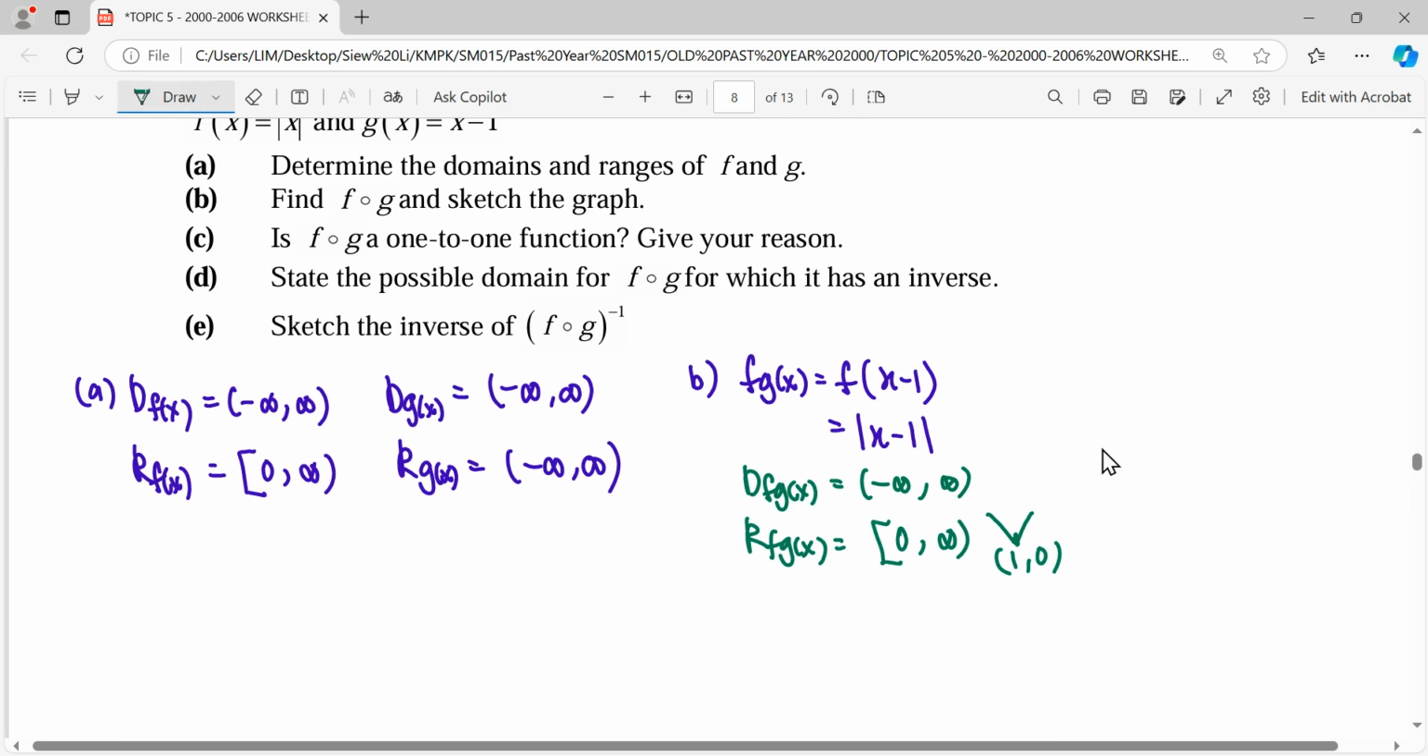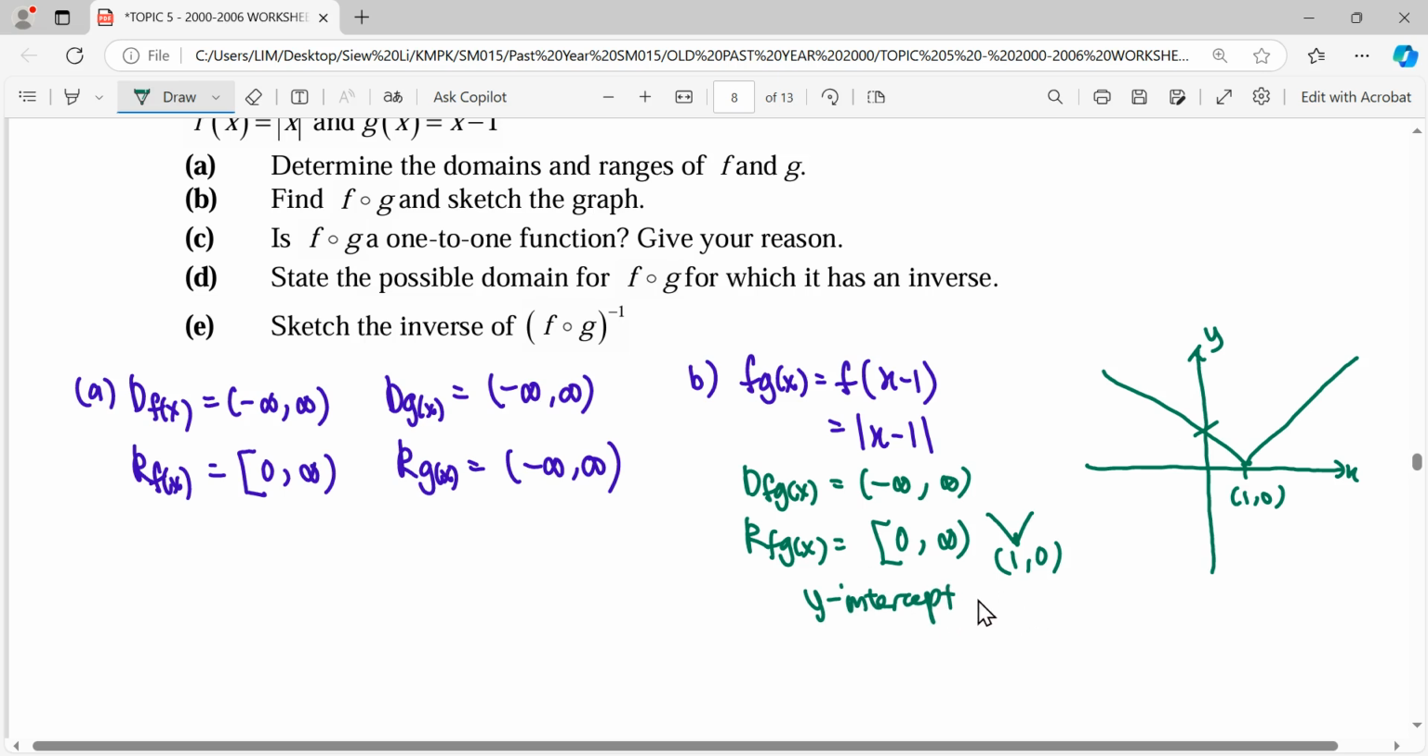Now we're going to sketch this graph. So set out the x-axis and y-axis, and we know the minimum point is here, (1, 0), and we go for the absolute V shape. When it intersects with the y-axis, you need to calculate y. The y-intercept happens when x equals 0. So when x equals 0, it is modulus negative 1, so it equals 1. So we label. At the end of the sketching is labeling. So f(g(x)) is modulus of x minus 1.